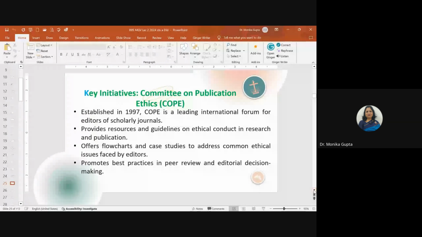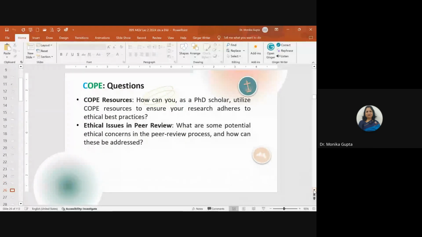Do we need to discuss in detail? We can move ahead. Yes, ma'am, it's clear. We can move on. Right. So let us discuss the questions. So how can you as a PhD scholar utilize COPE resources to ensure your research adheres to ethical best practices? Please tell me.